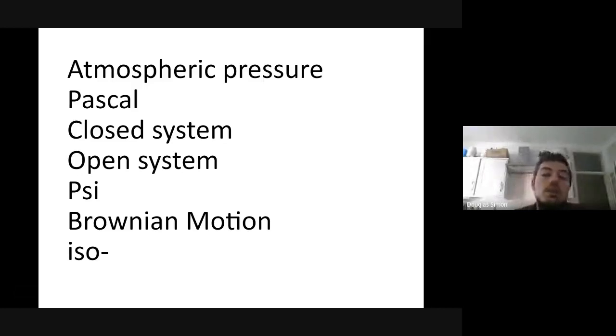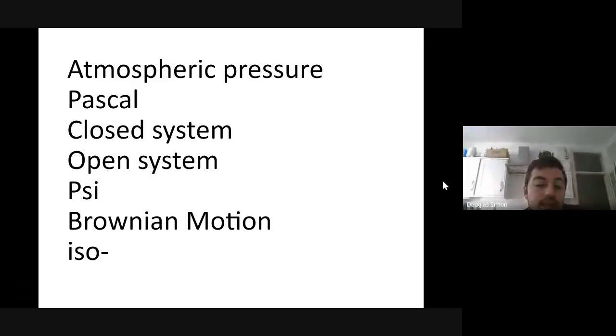So last lesson, you had to find out what these words meant. Atmospheric pressure is obviously the standard pressure of the atmosphere that we experience at roughly sea level. It's about 101 kilopascals. Pascal is obviously the unit of pressure. It's 1 Newton per meter squared. A closed system is a system where nothing can enter or exit it, which is important because it means the mass is constant, the number of molecules is constant. An open system is obviously the opposite, mass can enter and exit.